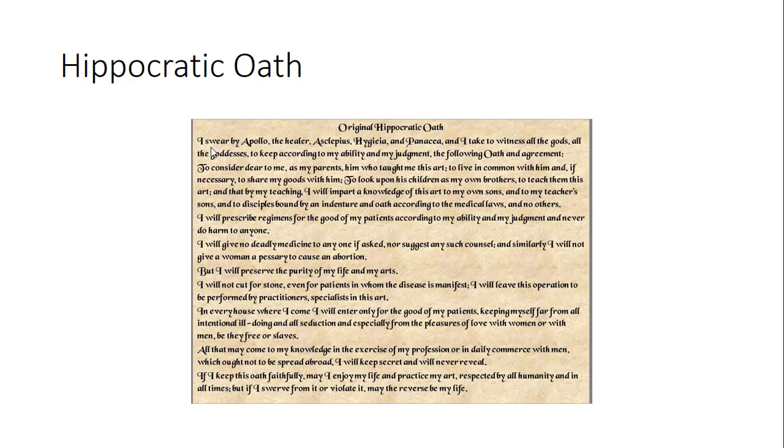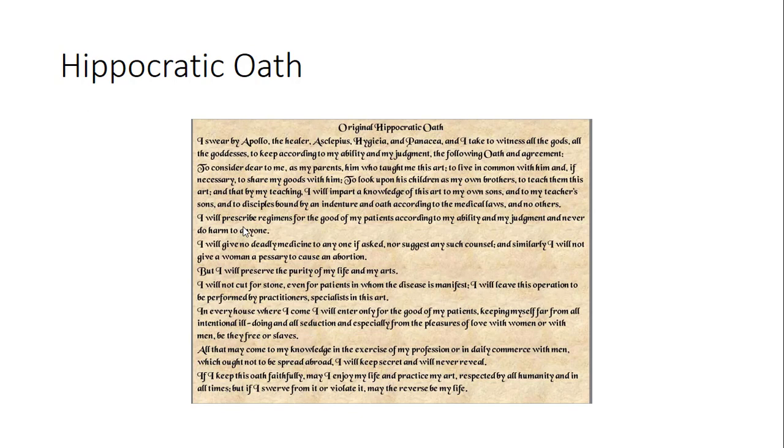And then below here it says, "I will prescribe regimens for the good of my patients according to my ability and my judgment, and never do harm to anyone." So the whole premise with Hippocratic medicine was to do no harm. And again, you can see the emphasis here on regimen and hygiene and dietetics.